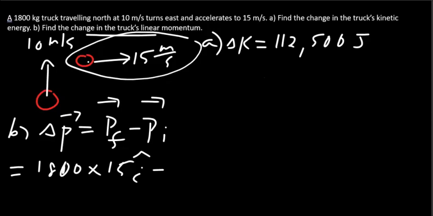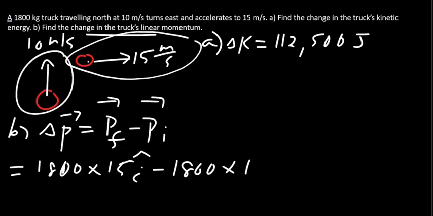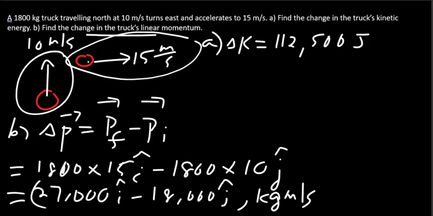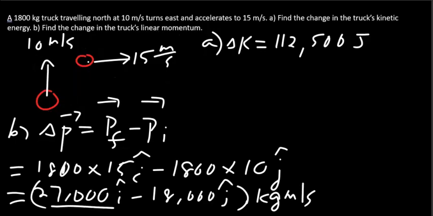And then p_i, the initial linear momentum, again equals its mass times the initial velocity, which is 10 j hat. Now j hat is a unit vector along the northward direction, which will give you 27,000 i hat minus 18,000 j hat in the unit of kg meter per second. This line gives you the change in linear momentum in vector notation.